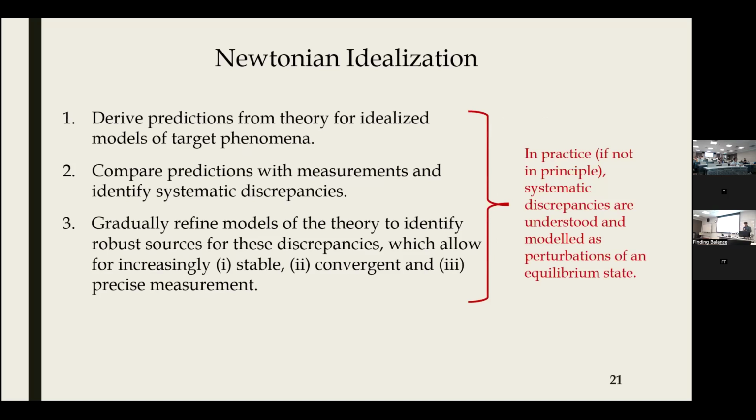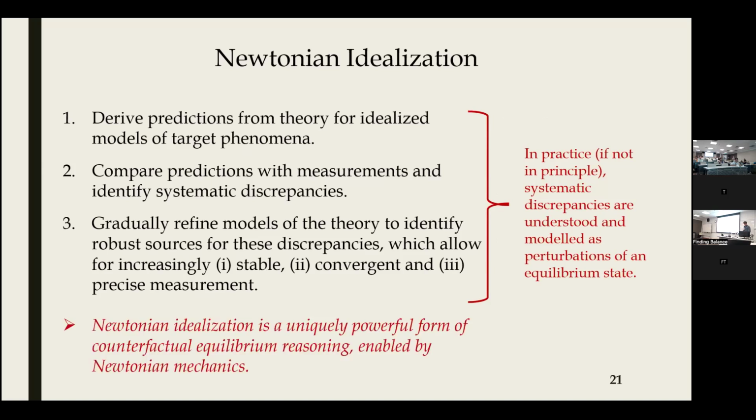Okay. What matters for us is that in practice, if not in principle, those systematic discrepancies in Newtonian mechanics are modeled generally as perturbations of an equilibrium state, such as the two-body orbit equilibrium, or the equilibrium shape of the Earth, as we're going to discuss. And my contention here is that we can understand Newtonian idealization as a uniquely powerful form of this broader tendency to draw counterfactual inference from equilibrium reasoning that you can already see latent in the mechanics before, but that requires a theory of the power and generality of Newtonian mechanics to be applied successfully.